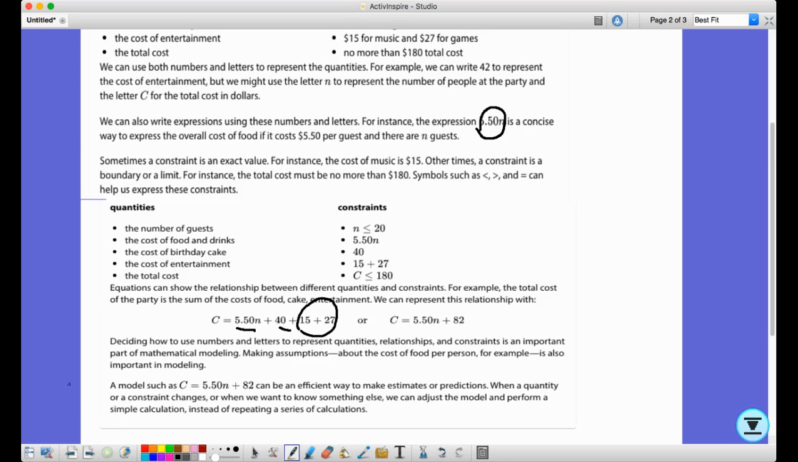Deciding how to use numbers and letters to represent quantities, relationships, and constraints is an important part of the mathematical modeling process. And it's all what our lesson 1 is all about. Making assumptions about the cost of food per person, for example, is also important in modeling. A model such as C equals 5.50n plus 82 can be an efficient way to make estimates or predictions. When a quantity or constraint changes, we know we want to know something else. We can adjust the model and perform a simple calculation instead of repeating a serious calculation.